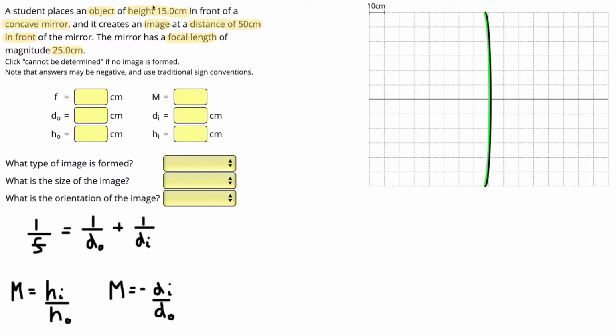So first, we're going to read the information from the question, fill those out into our work table, and think about the signs as well. So firstly, it tells us the object has a height of 15 centimeters. We can add that in our work table. The object height is always defined as positive. So that's just going to be 15 centimeters in there.